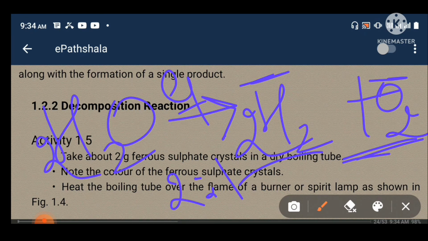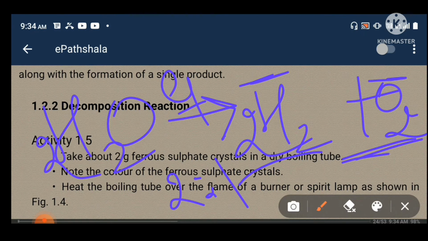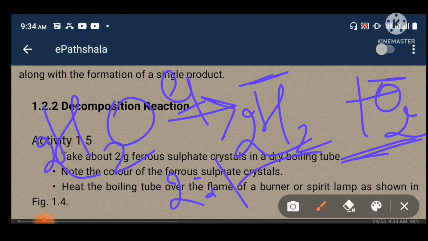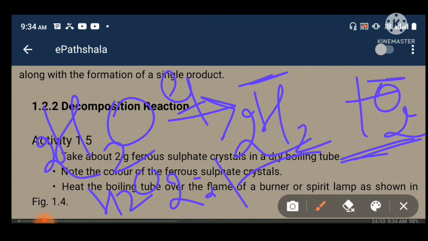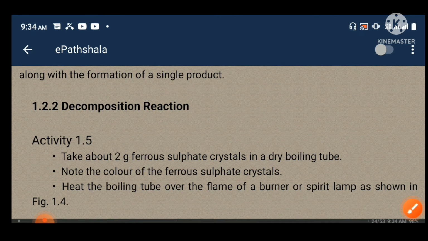In other words, electrolysis of water shows that water is a compound made up of 2 parts of hydrogen and 1 part of oxygen. So the formula is H2O because it is made from 2 parts hydrogen and 1 part oxygen.